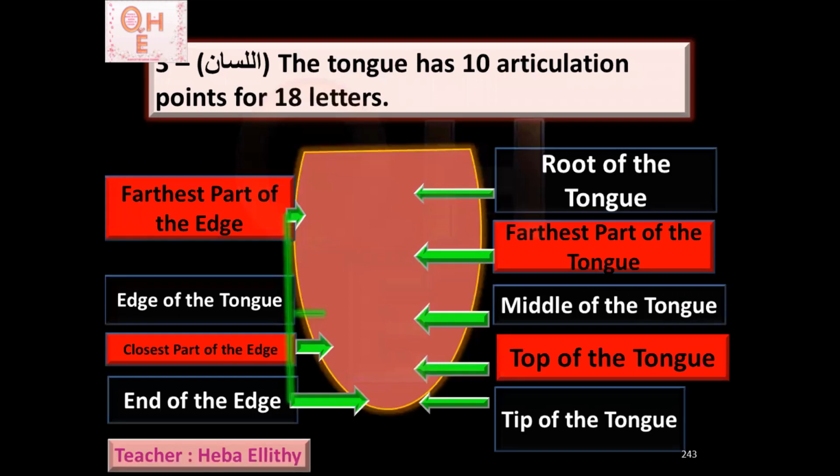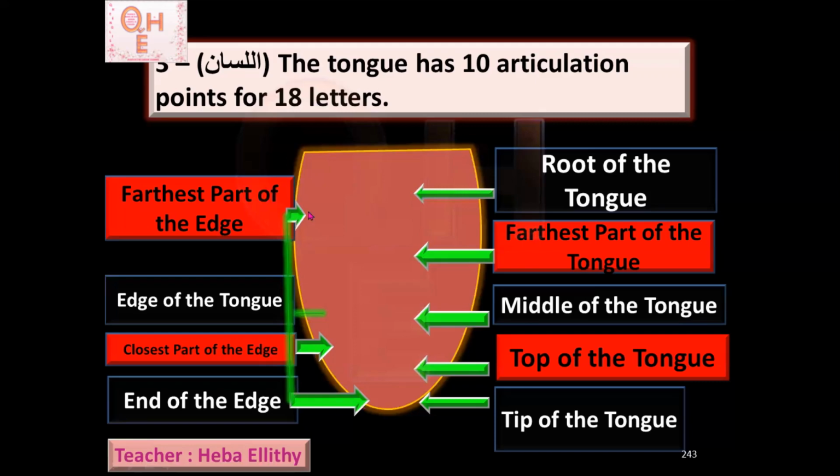Today, inshallah, we will go very quickly like we used in this picture. We said we have the root of the tongue here. We have the farthest part of the tongue here. Middle of the tongue, and we finished these two parts last classes. Top of the tongue and tip of the tongue, and all this area we call it edge of the tongue. So our lesson for today is حافة اللسان, the edge of the tongue.